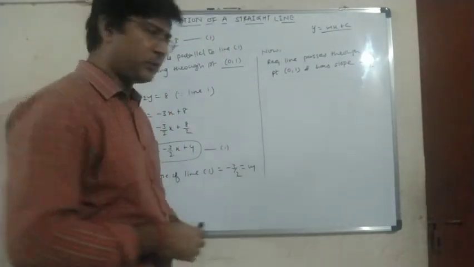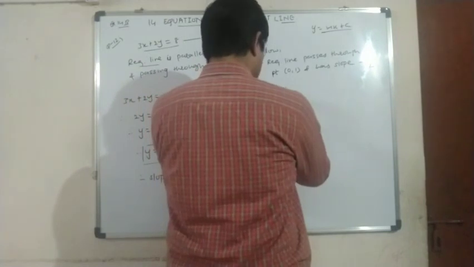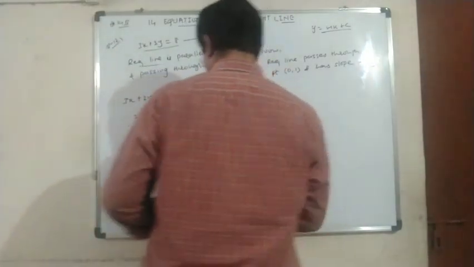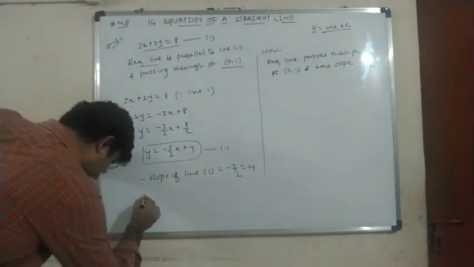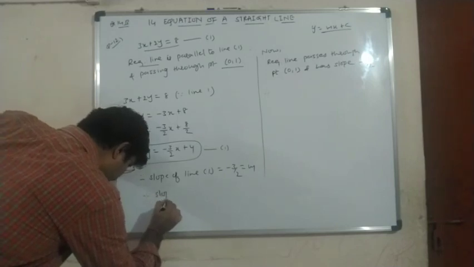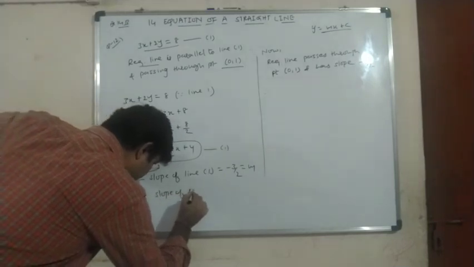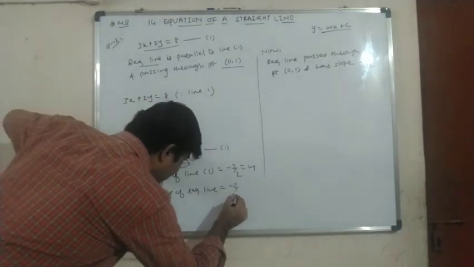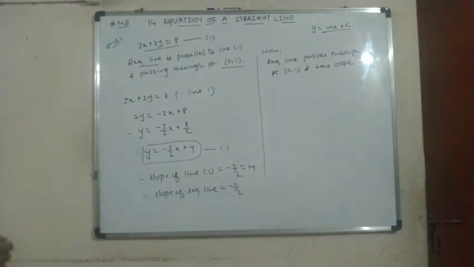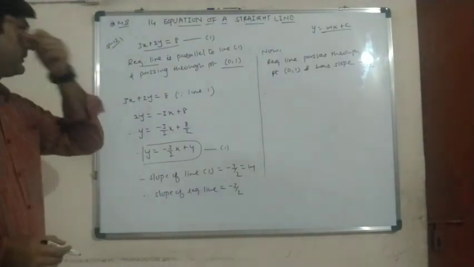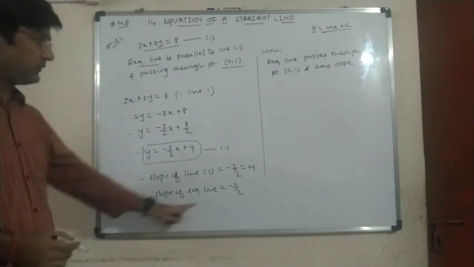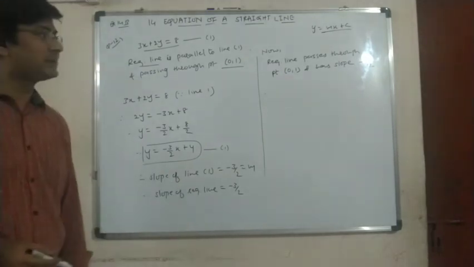Okay, so we will use the point-slope formula, or let me write down one more statement first. Therefore, the slope of the required line will be equal to -3/2. Clear? Why? Because the required line is parallel to the given line. Yes or no? Okay, so we got the slope of the required line to be -3/2.